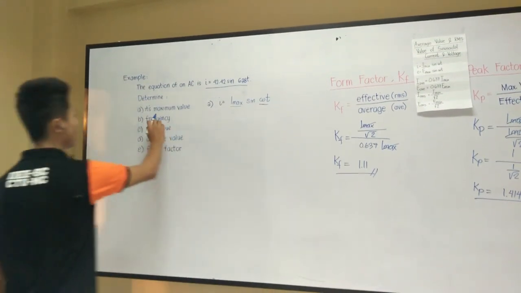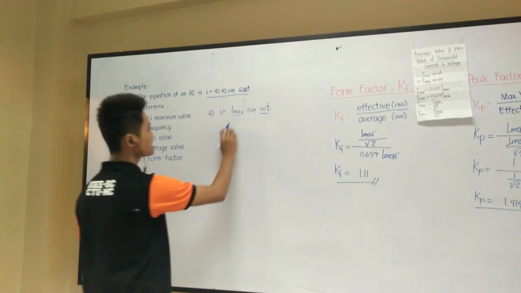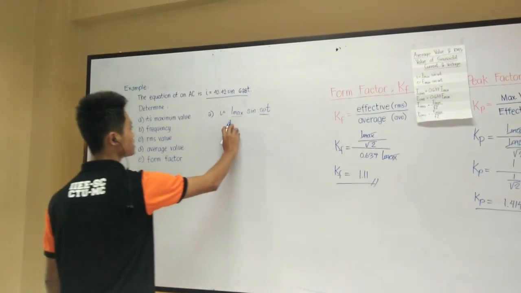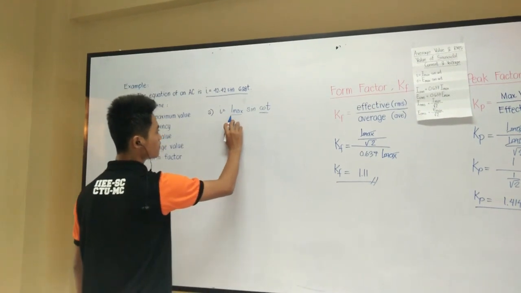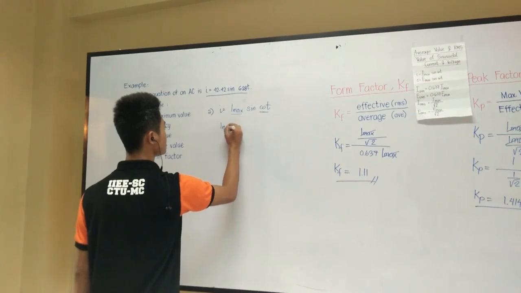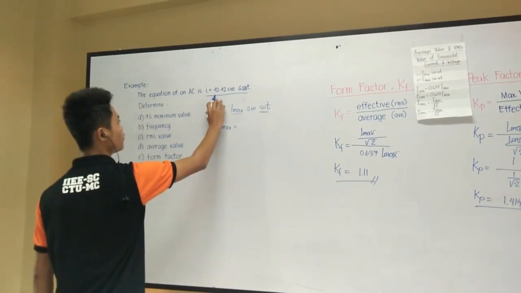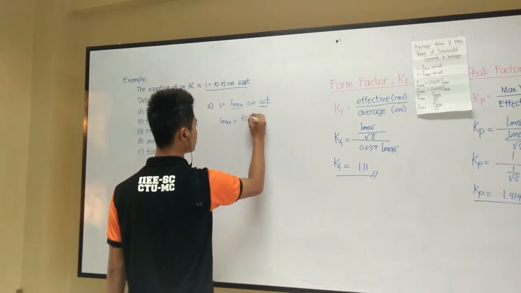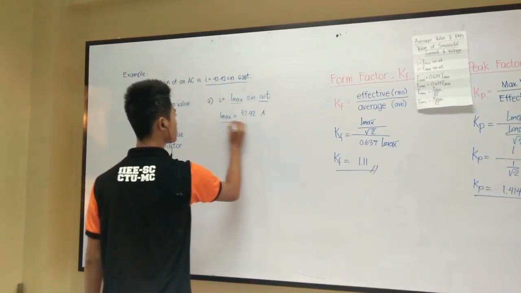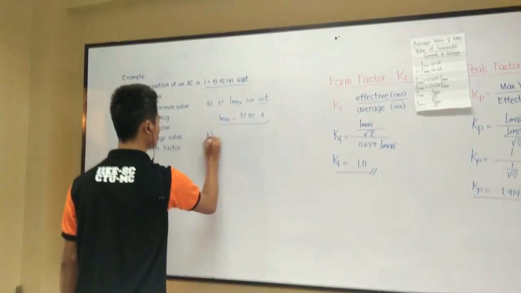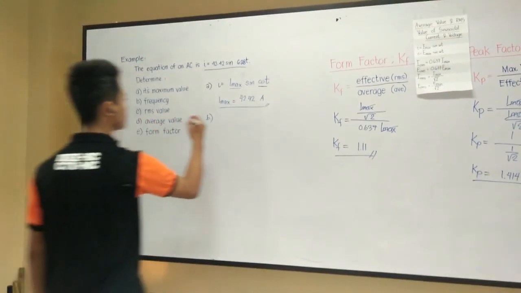So, therefore, to find the maximum value, we will just inspect here from the equation and observe what is the maximum value of current. Therefore, I max corresponds with the 42.42. Therefore, the maximum value of current is 42.42 amperes. Next, the frequency.